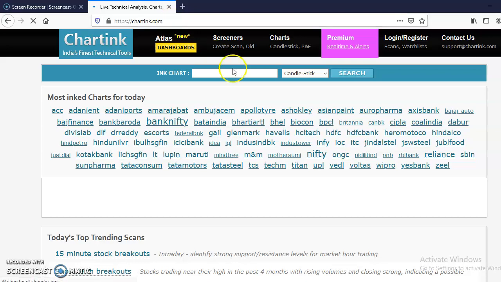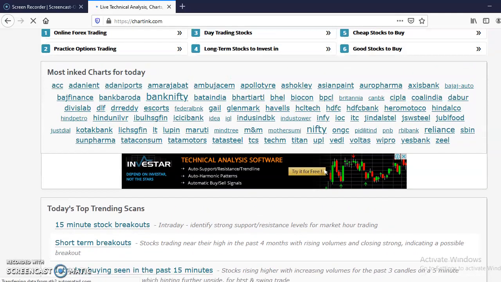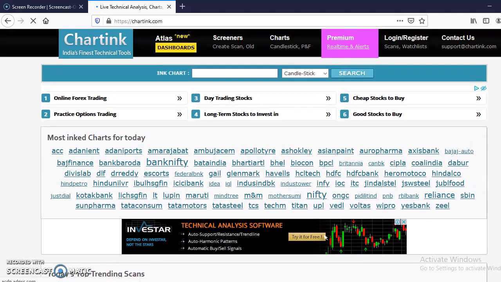ChartLink provides analysis in terms of technical and fundamental analysis. It has some filters by which we can find stocks which have gone up or down, and given a breakout in terms of volume and price, and also stocks which have gone down with volume.